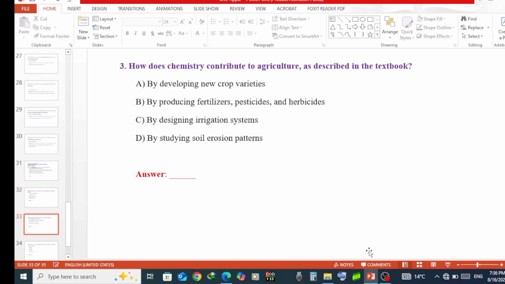Question number 3. How does chemistry contribute to agriculture as described in the textbook? A. By developing new crop varieties. B. By producing fertilizers, pesticides, and herbicides. C. By designing irrigation systems. D. By studying soil erosion patterns.